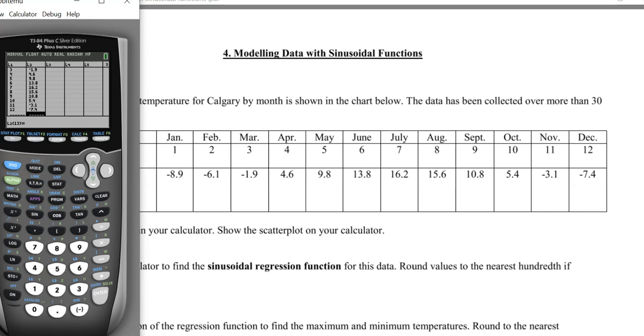So the temperatures in Calgary vary. Right? They go up, hit a maximum, start to go down, hit a minimum, start heading back up, hit a maximum, minimum, and so on. Right? So this is very sinusoidal. It's that wave-like pattern that makes it sinusoidal. Show the scatter plot on your calculator.